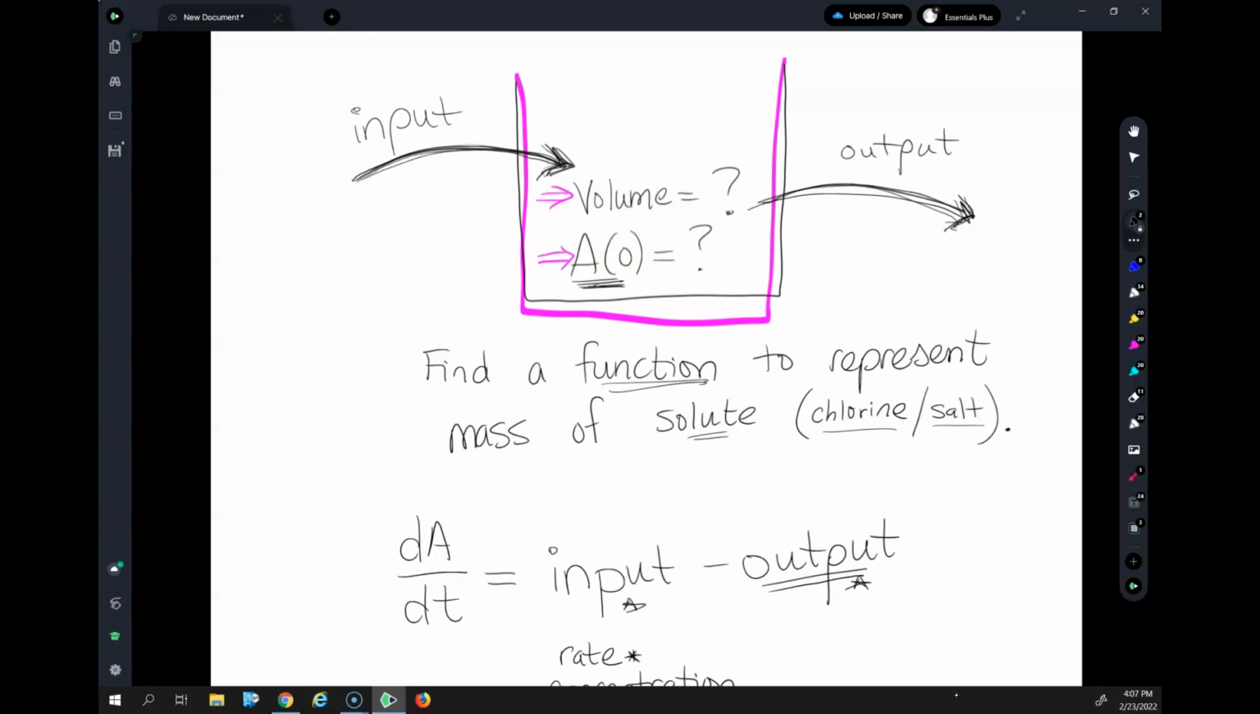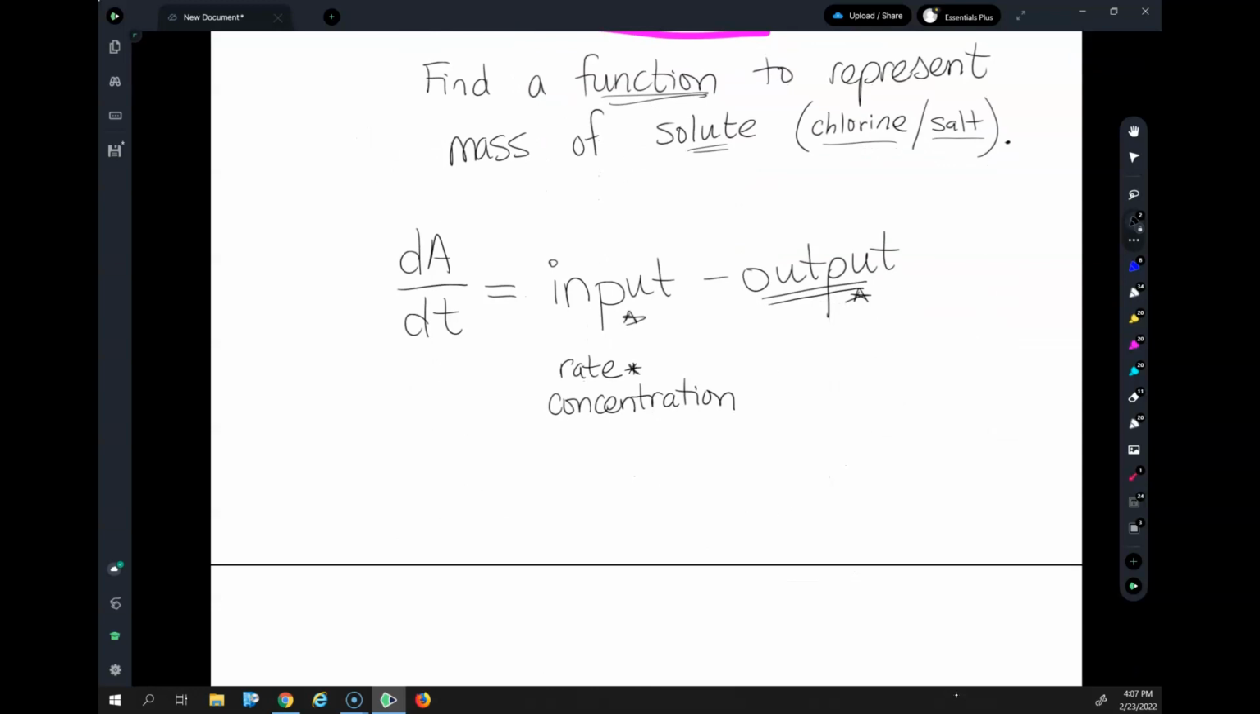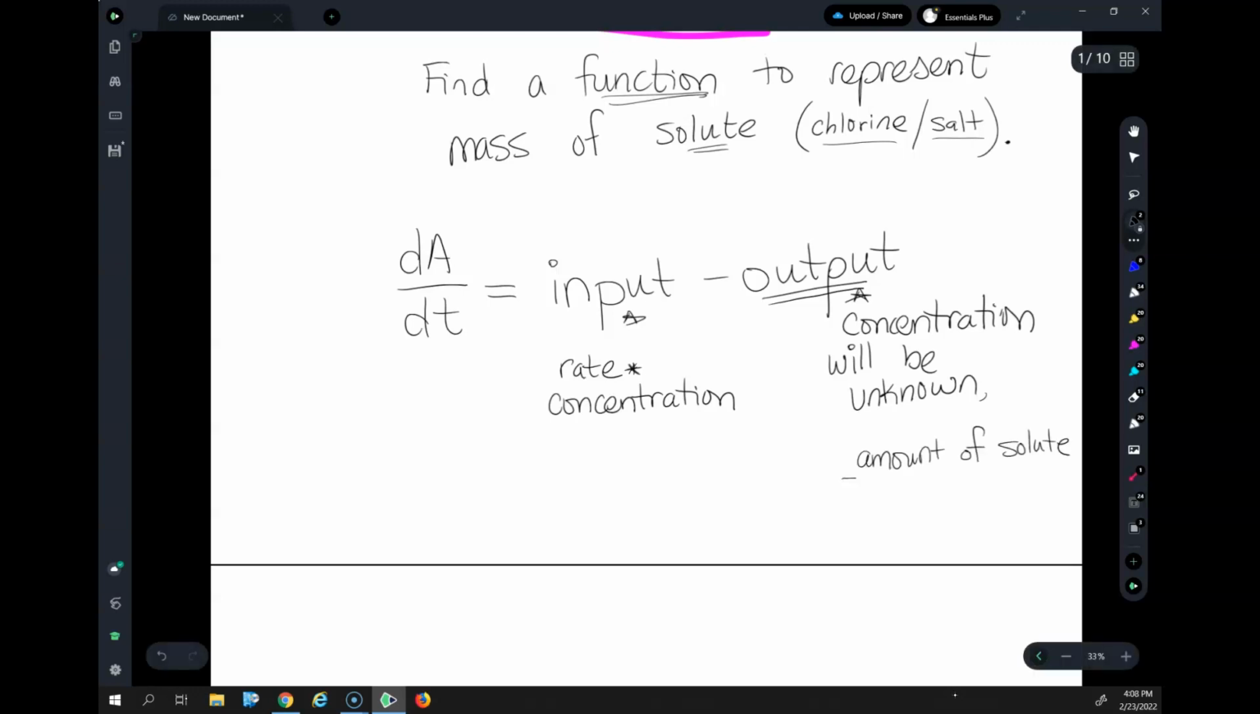any particular time. So for the output concentration, we're actually going to be using variables. Concentration will be unknown, technically, but we will be able to set up a little formula for it that uses variables. Concentration is going to be measured as some sort of amount of solute compared to a volume of fluid that it's dissolved in. So knowing that is going to be helpful for us to set up the piece that's going to have the variable in it, and it's how we're going to identify this as a linear differential equation.